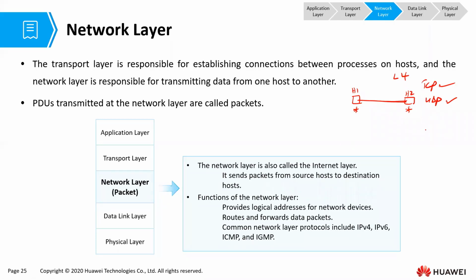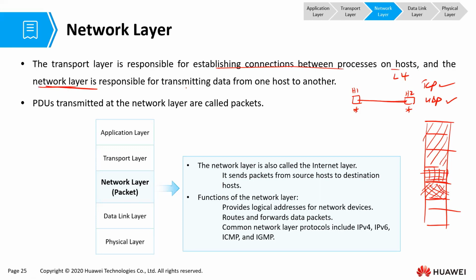Now, we also say that all layers above take on services of layers below them. So layer 5, which spans all these 3, takes services of layer 4, which is transport. And layer 4 will need the services of layer 3, which is addressing, segmentation or fragmentation, and also routing. So it establishes connections between processes on hosts, and the network layer is responsible for transmitting the data from one host to another. PDUs transmitted at the network layer are called packets.